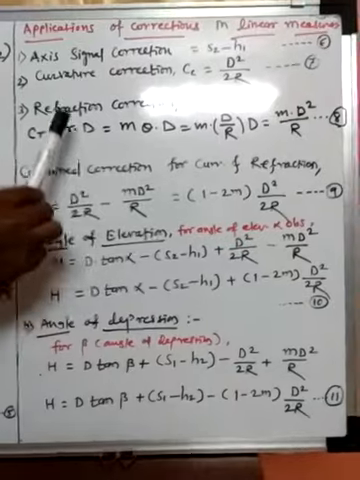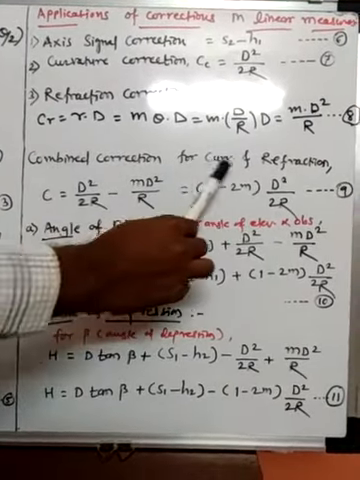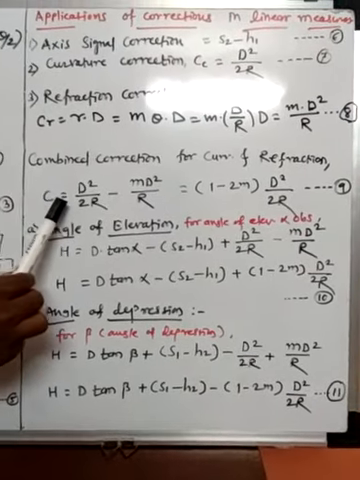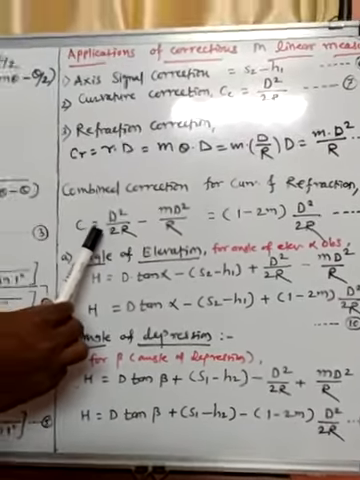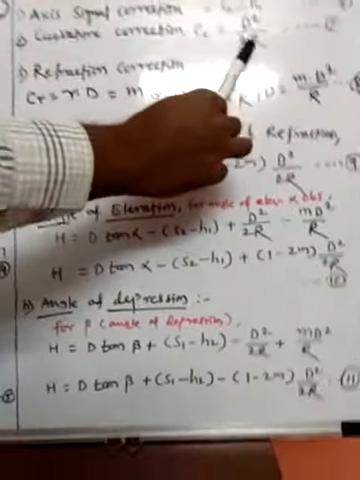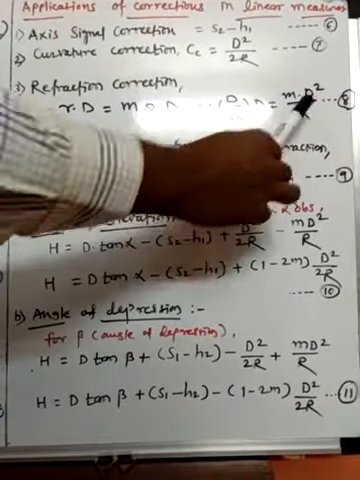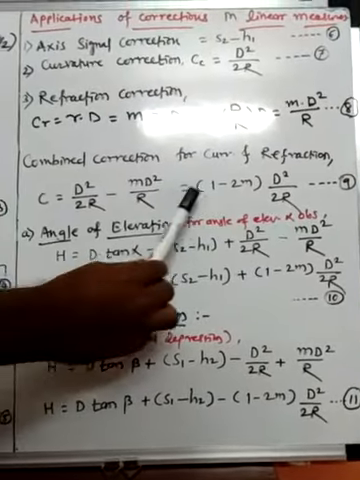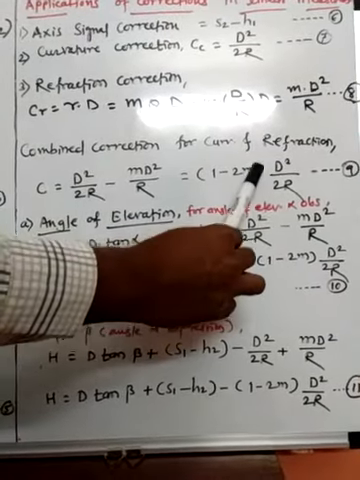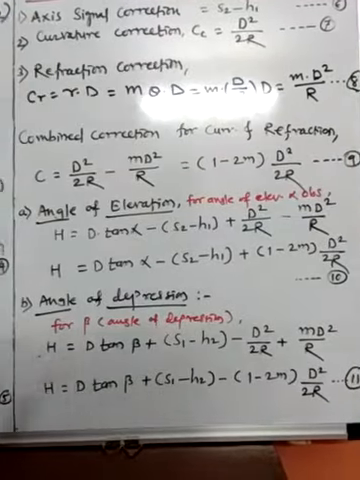Then combining both refraction and curvature corrections, the combined correction for curvature and refraction is D square divided by 2 times R minus the refraction correction m D square divided by R, which reduces to (1 minus 2m) into D square divided by 2 times R. It is equation number 9.